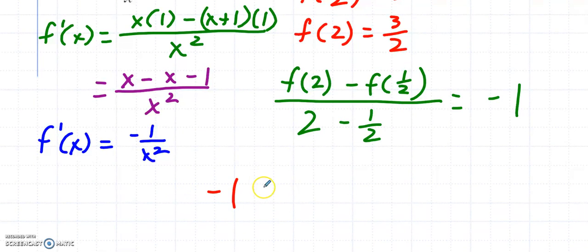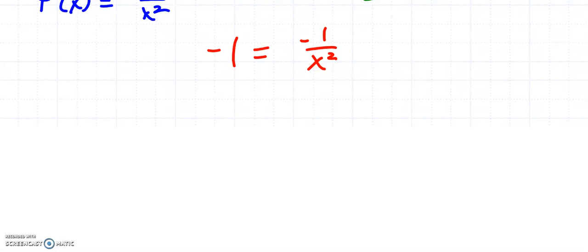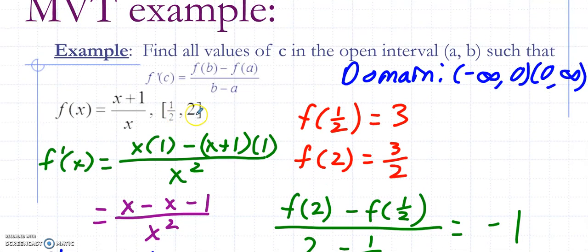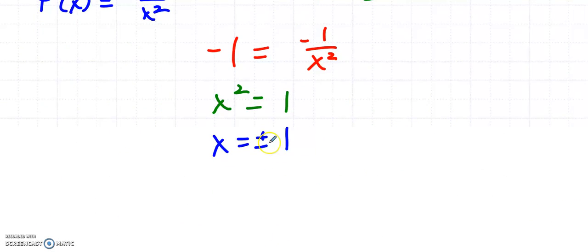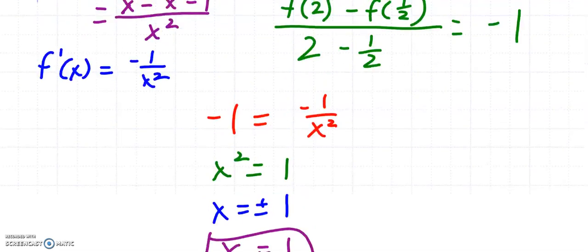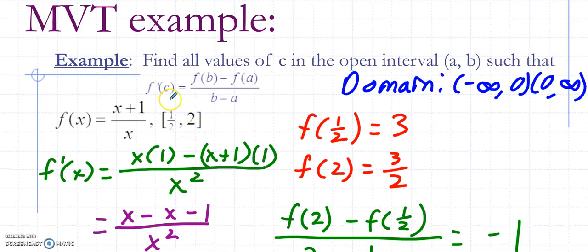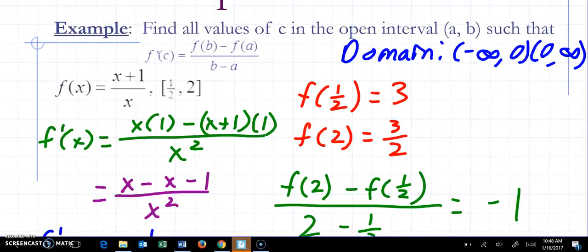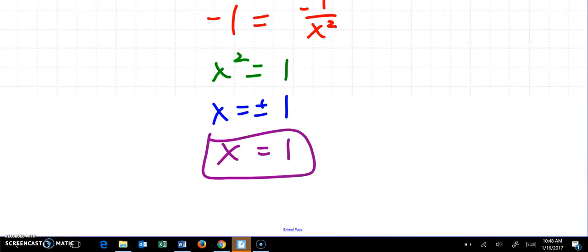So we're going to say -1 equals -1 over x squared. A little bit of solving, and I'm going to end up with x squared equals 1, so x equals plus or minus 1. But remember, we were only looking on the interval 1/2 to 2, so the minus 1 doesn't really help us. So we get x equals 1. So our c value on the interval of 1/2 to 2, where f prime of c equals f of b minus f of a over b minus a, is at 1.